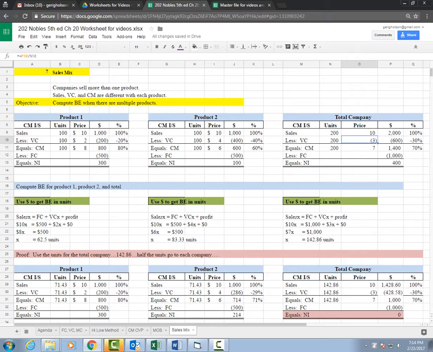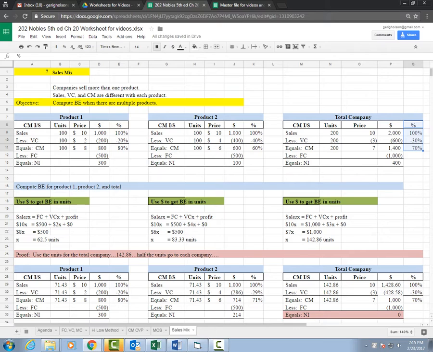What I did is I took the 2 plus the 4 is 6. I divided it by 2 and I get 3. Take 10 minus 3 and that gives me 7. And we have a total of $1,000 of fixed costs for the two products and a total net income of $400. I want you to notice that the percentages for product 1 are not the same as the percentages for product 2, nor are either of those the same as for the total company as a whole.